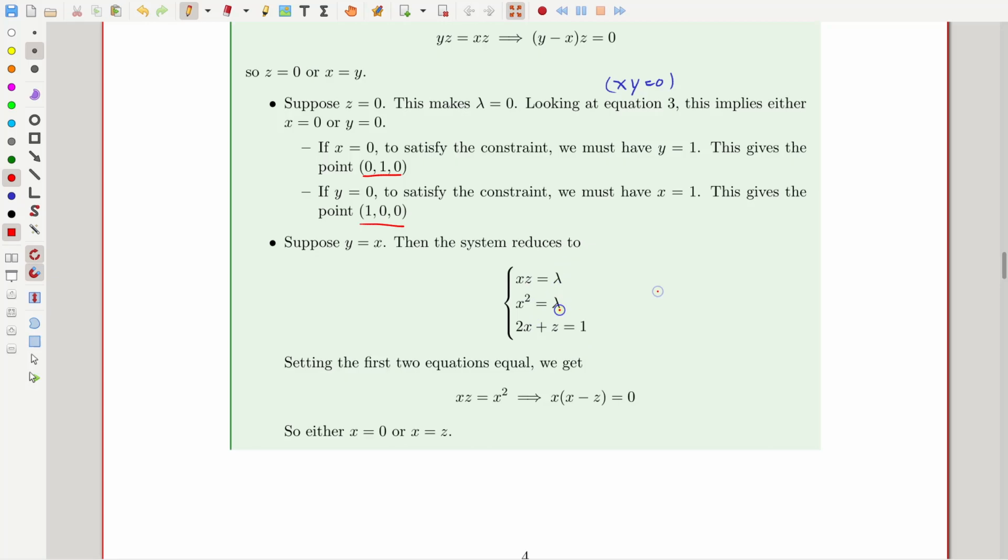Since these two have the right-hand side be the same, I can set them equal to each other. That's what I do next. And then I can try to find the solutions of this. The way I do that is, again, I'm careful about dividing by quantities that could possibly be 0. So I'm moving the xz to the other side, and then I factor out the x, and so I get that this is equal to 0.